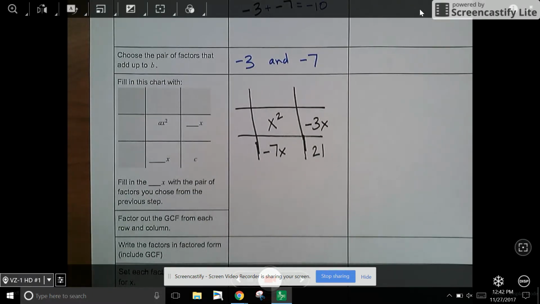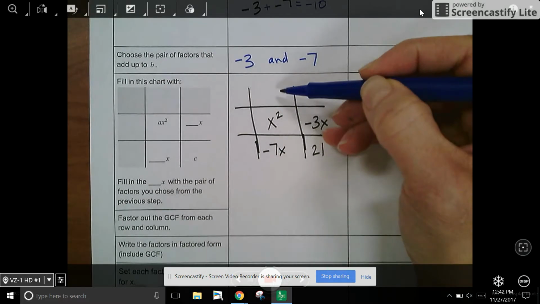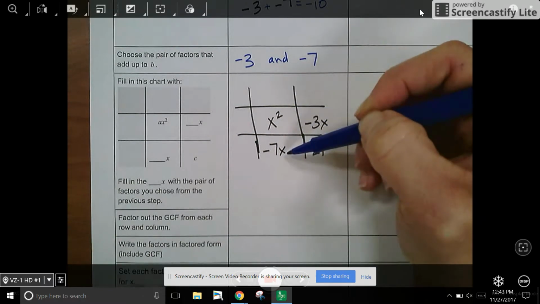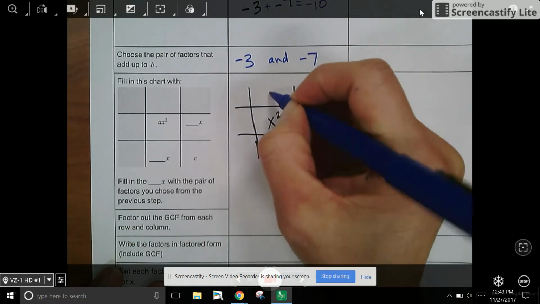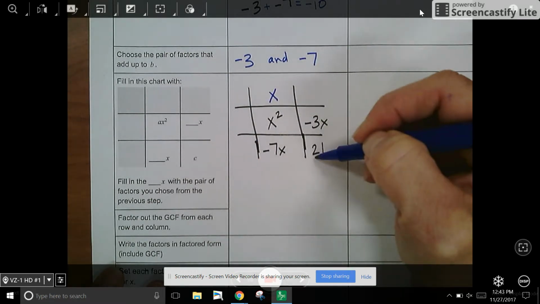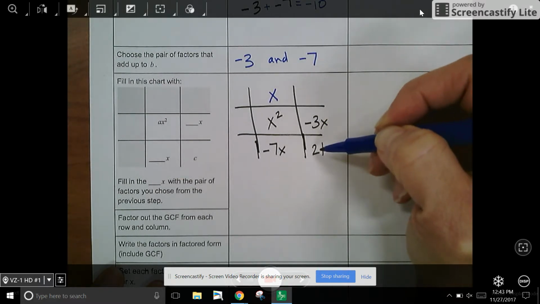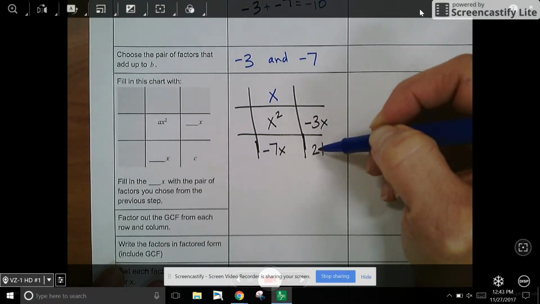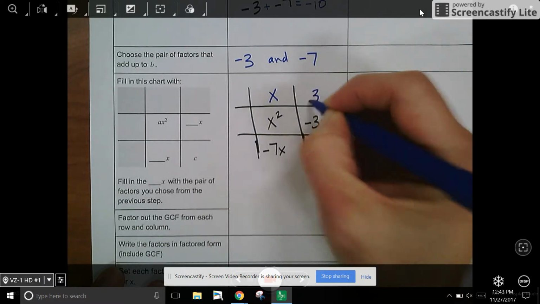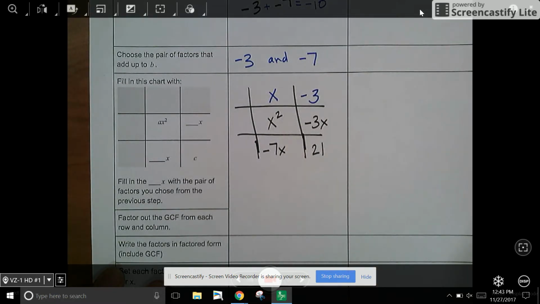Now we're going to factor out the GCF from each row and column. So I'm going to look down this row and see what they have in common, or what the largest number is that will divide into both. Well, when I look here, I see that they have an x in common. When I look here, I need to figure out what number can I divide into 3 and divide into 21. I always like to check my smaller number. Well, 3 can divide into 3 one time, and 3 can go into 21. So that means 3 is my GCF that I can pull out. And because the first thing I see is a negative, I'm going to make it be negative.